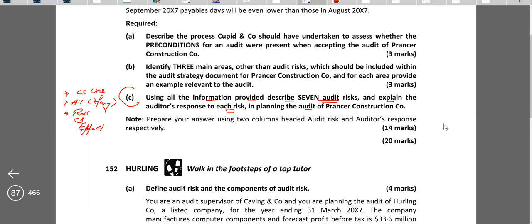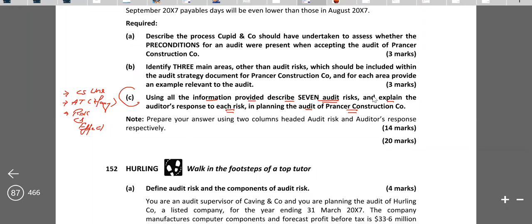In planning the audit of the Prancer Construction. Now, why we are skipping the response at this planning stage is that the response is very similar to the audit procedures that you are going to do after the internal control system. So when you do it after the procedures, it will be quite easier for you to understand. So there is a logic why we are skipping the response right now. We could do it, but it will be more understandable after the procedures, because the response is the same as the procedures.